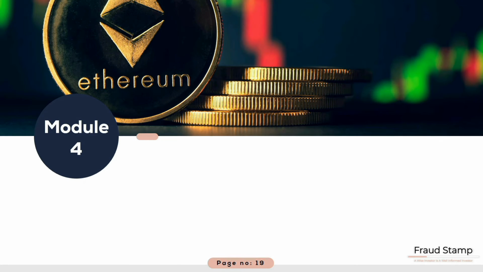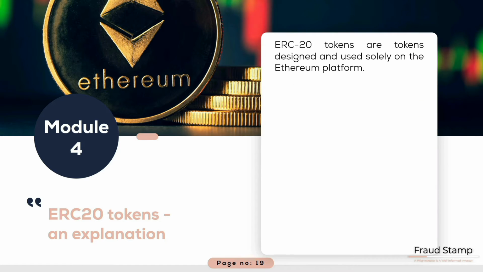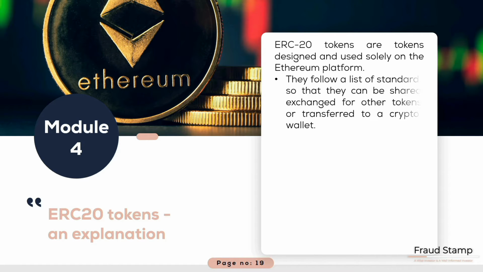Module 4. Welcome to today's lecture on ERC20 tokens. So what are ERC20 tokens? Firstly, they are tokens designed and used solely on the Ethereum platform. They also follow a list of standards so that they can be shared, exchanged for other tokens, or transferred to a crypto wallet. The Ethereum community created these standards with 3 optional rules, and 6 mandatory ones.